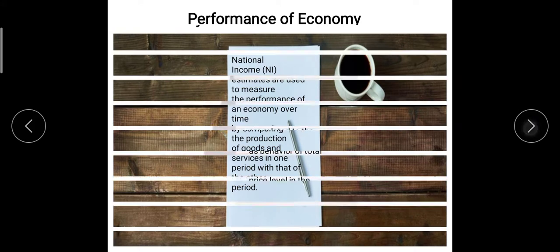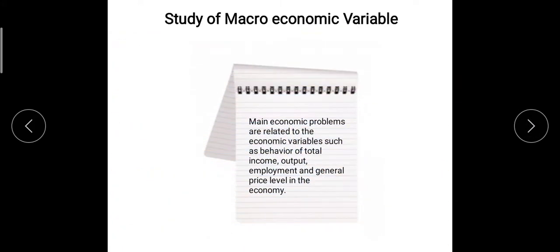Okay, then the study of macroeconomic variables. Now, macroeconomics you know, and the variables. So the variables of macroeconomics are total income, total output, total employment. Okay, these are all the macroeconomic variables. So the main economic problems are related to economic variables such as the behavior of total output, total income, employment, and the general price level in the economy. Okay, so these are all the things, employment or total output, which we have to study in macroeconomics.